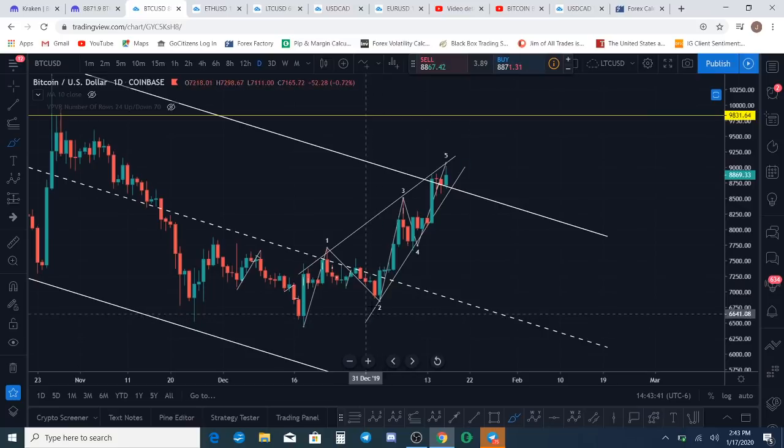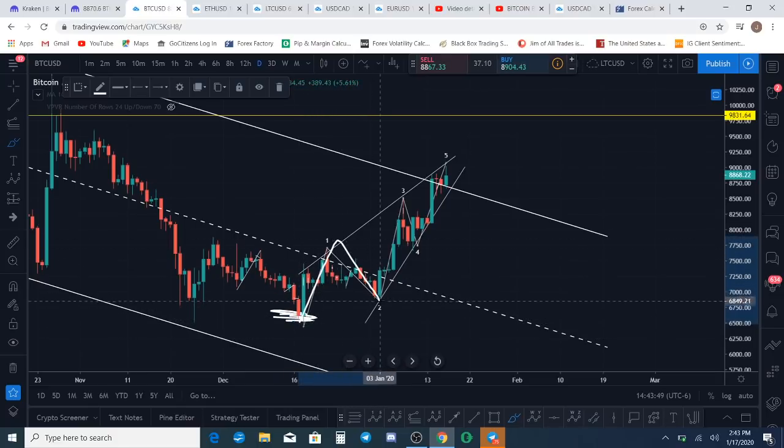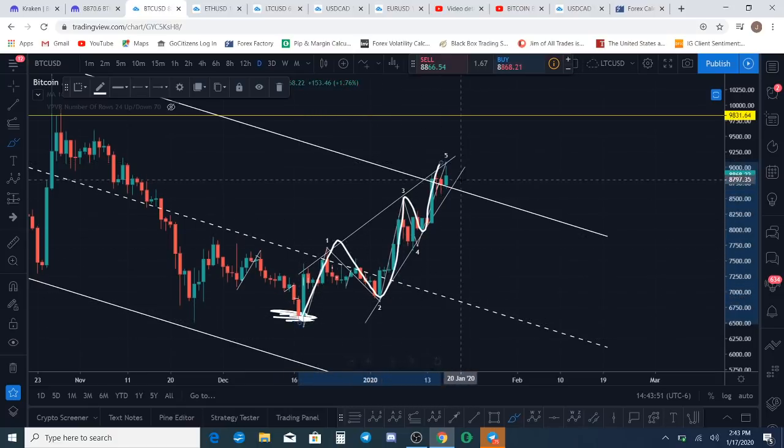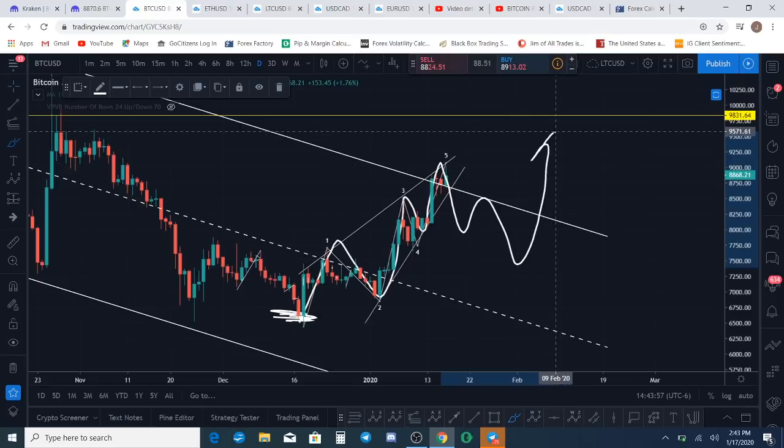Now, if it's a leading diagonal, that means this was the end of the correction right here. Okay, that was the end of the correction, and this is the beginning of a new wave. So this is 5 impulse waves in the form of a diagonal. I'm going to get a 3-wave pullback as a correction, and then we go to the moon. That is one possibility of what we're doing.